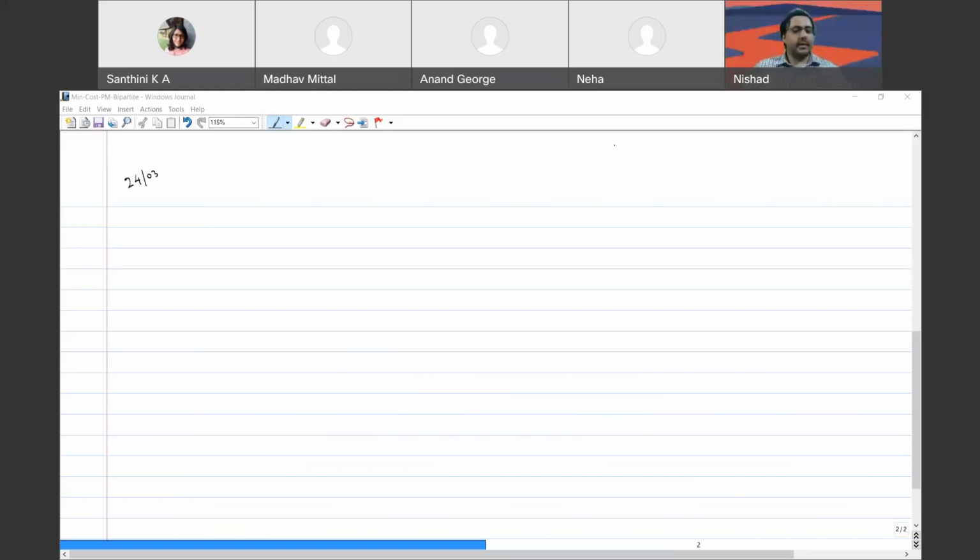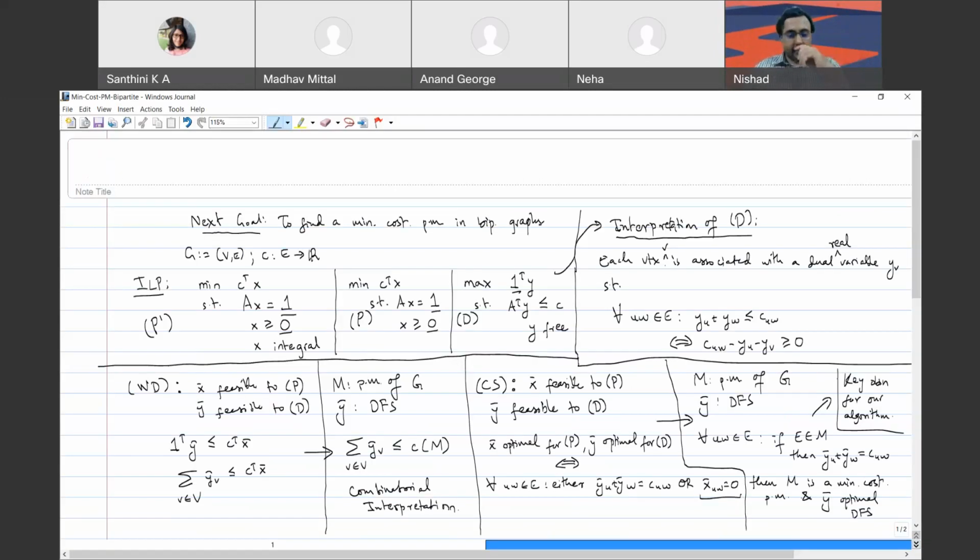Okay, good morning everyone. So we are recording now and we want to continue our discussion from yesterday to design a primal dual algorithm for minimum cost perfect matching in bipartite graphs. So let's just recall the interpretation of the complementary slackness condition, right? So if you have a perfect matching and you have a dual feasible solution such that for every edge, if the edge is in the matching, then this constraint should hold tightly, right? In this case, we know that M is a minimum cost perfect matching and the dual solution is an optimal dual feasible solution.